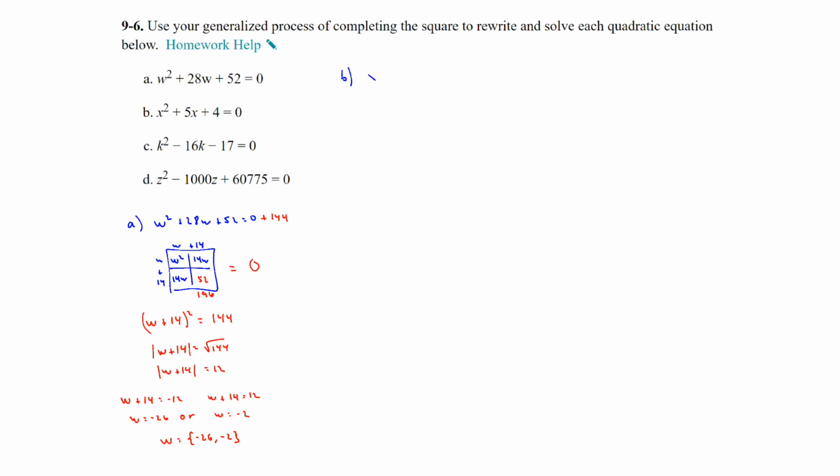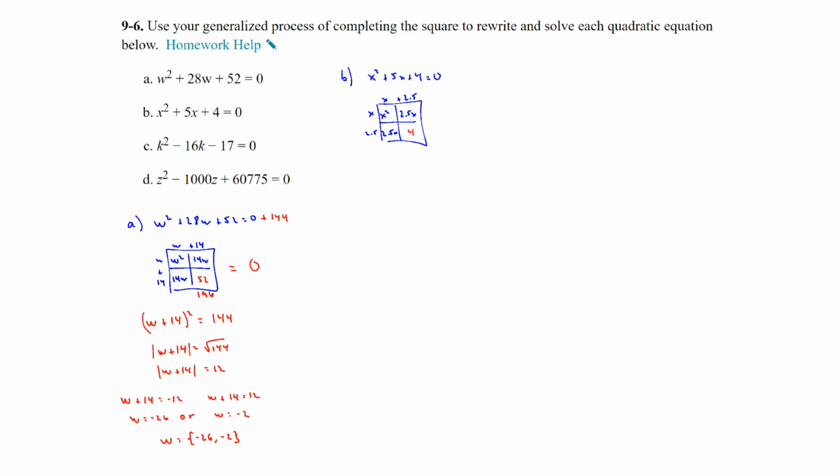So B, we have x squared plus 5x plus 4 equals 0. On this one with the generic rectangle, we have our x squared. But 5x to be able to split in half, that's going to be 2.5x. And so this is going to be x plus 2.5 as our square. And then we have this plus 4 right here. So that's what's there right now.